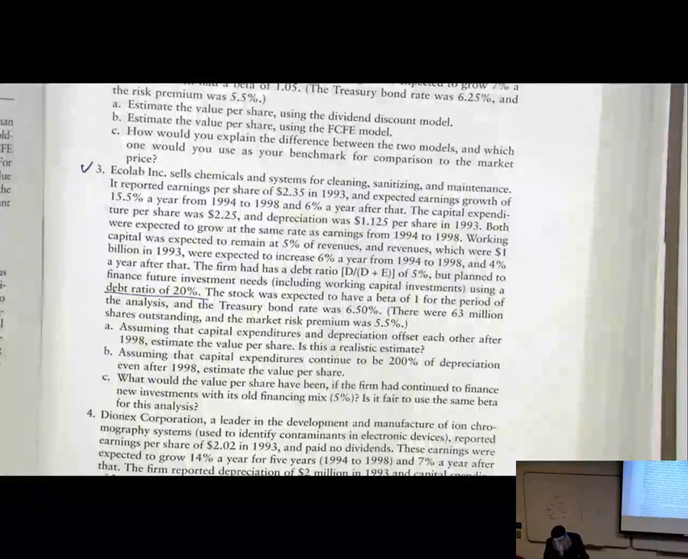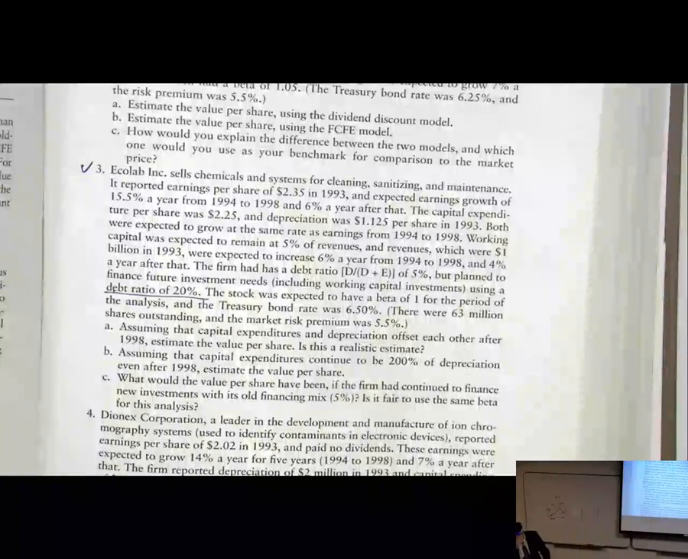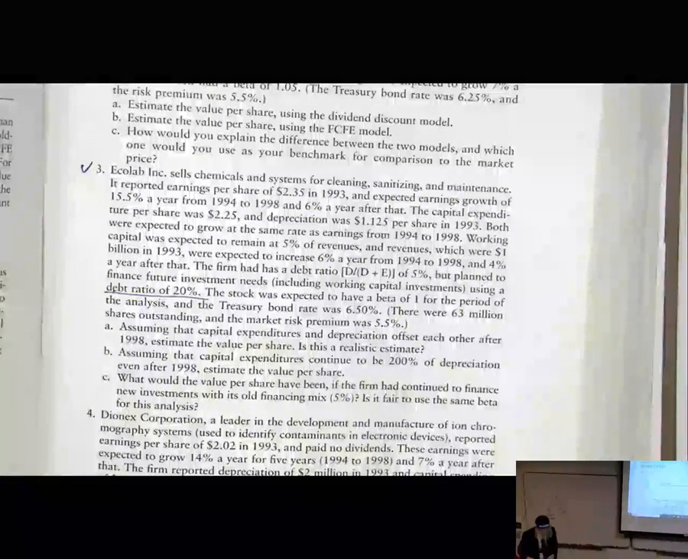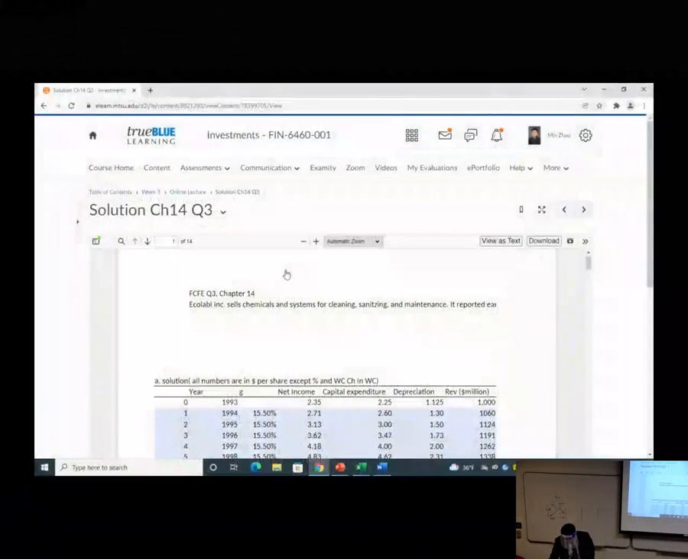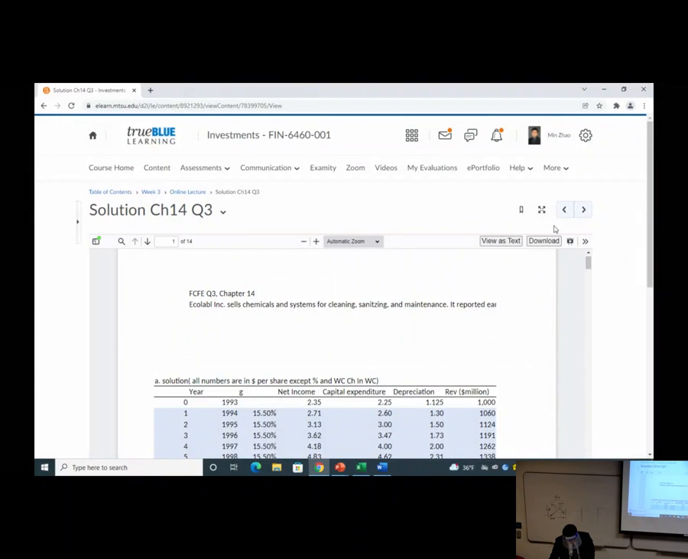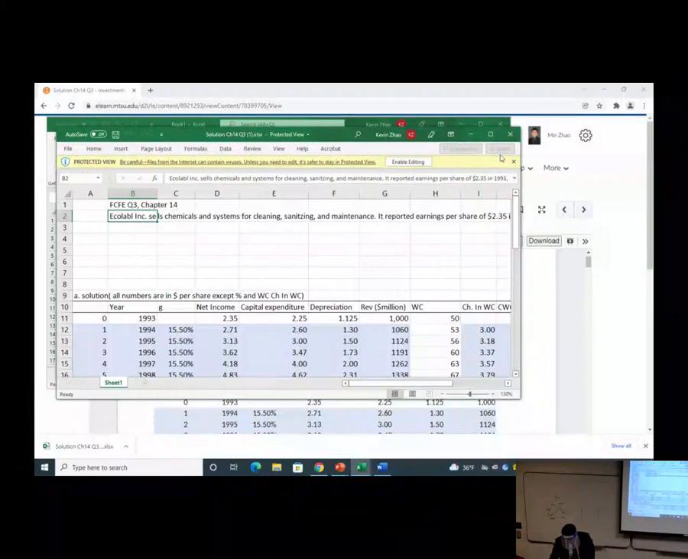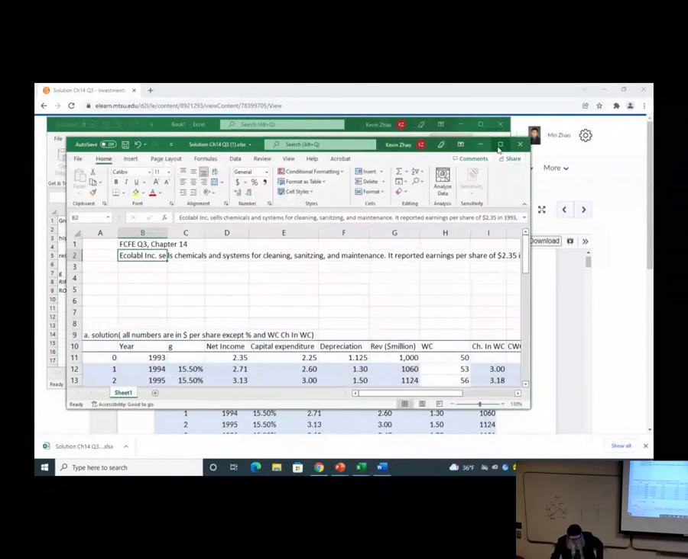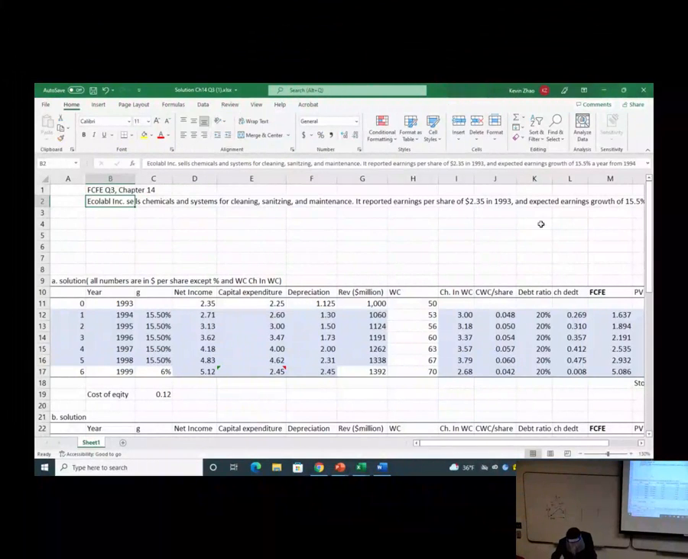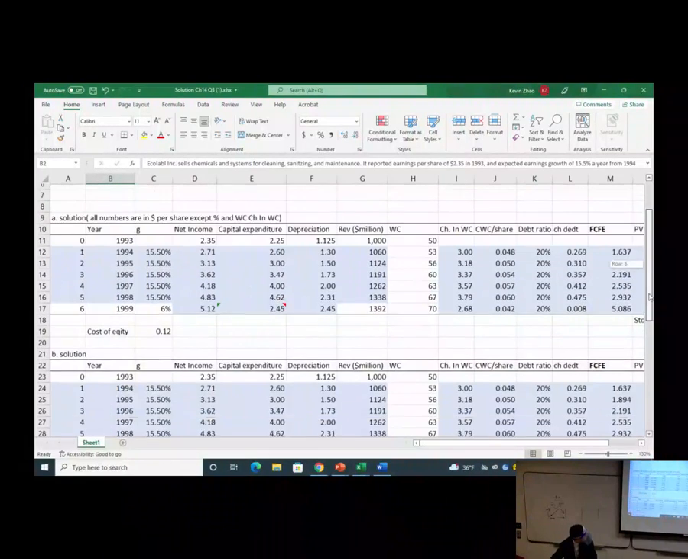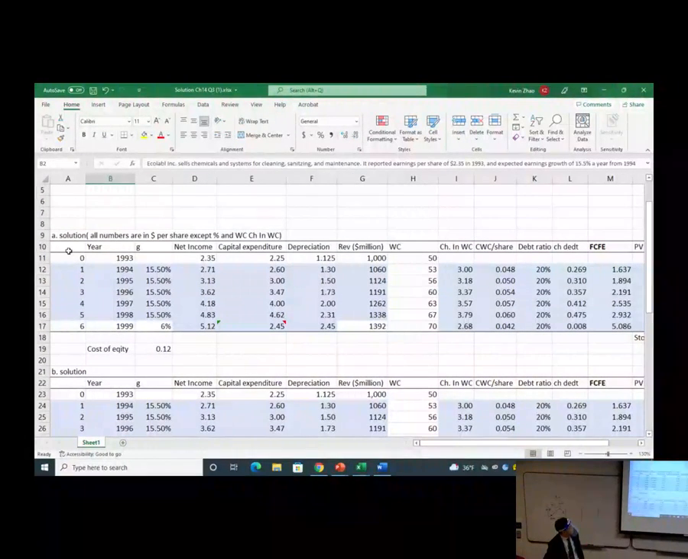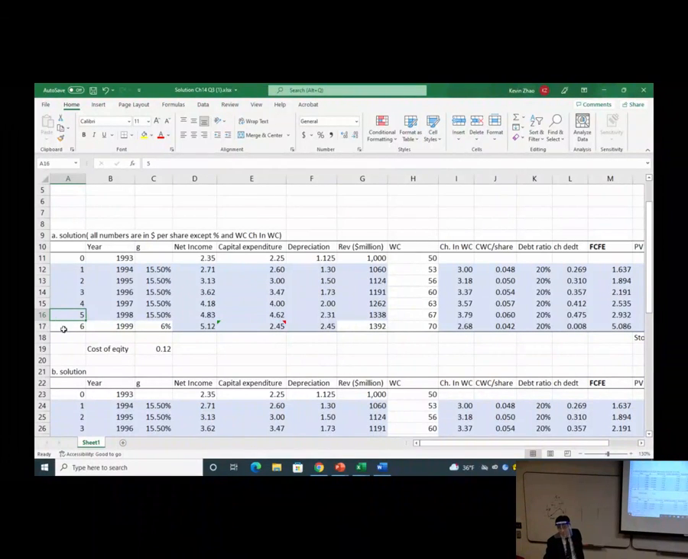So let's take a look at the Excel spreadsheet. All right, so first of all, for the two-stage model, you have year 0 and years 1 to 5. That's the high growth time period, and year 6 is the beginning year of the terminal time period.